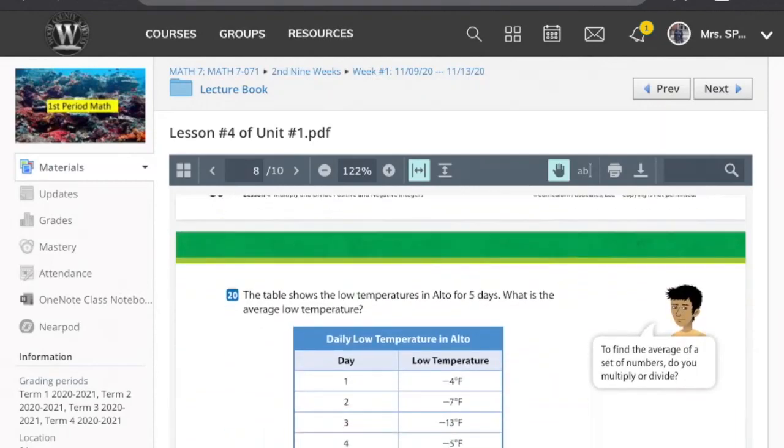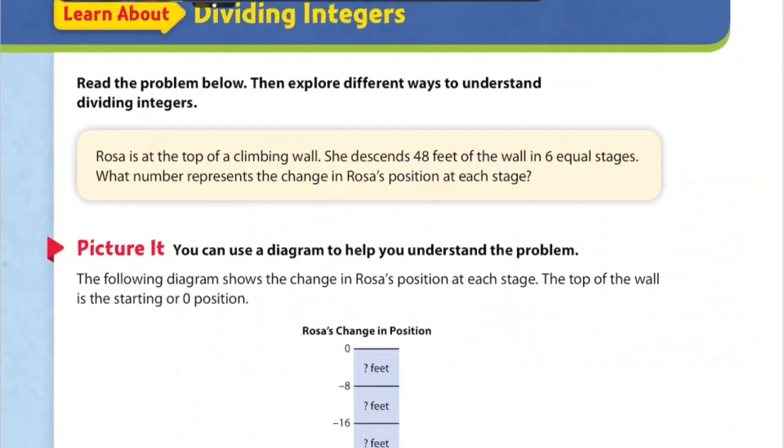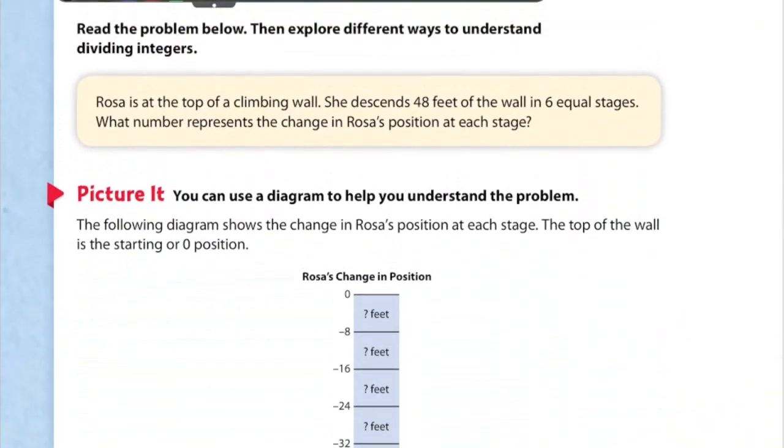Today we're going to be going over the first problem on page 28. It says, Rosa is at the top of a climbing wall. She descends 48 feet of the wall in 6 equal stages. What number represents the change in Rosa's position at each stage? The following diagram shows the change in Rosa's position at each stage. The top of the wall is the starting or 0 position.